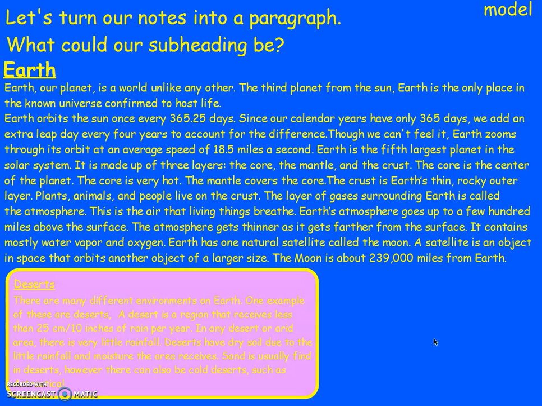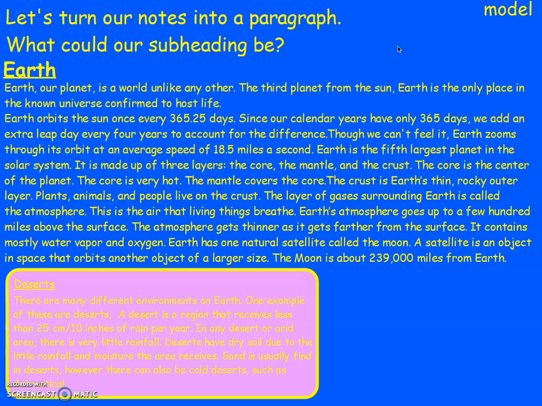So, Earth orbits the Sun once every 365 days. Since our calendar years only have 365 days, we add an extra leap year every four years to account for the difference. The difference being this 0.25 of a day, which is also known as a quarter. Once we have 4 quarters of a day, we get an extra one, don't we? Which is why leap years like last year happen.